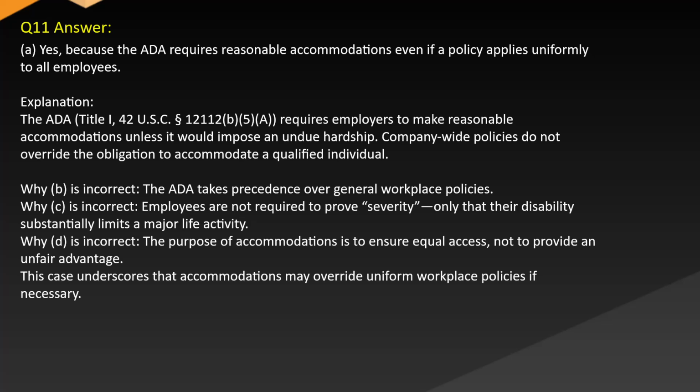B is incorrect. The ADA takes precedence over general workplace policies. C is incorrect. Employees are not required to prove severity, only that their disability substantially limits a major life activity. D is incorrect. The purpose of accommodations is to ensure equal access, not to provide an unfair advantage. This case underscores that accommodations may override uniform workplace policies if necessary.